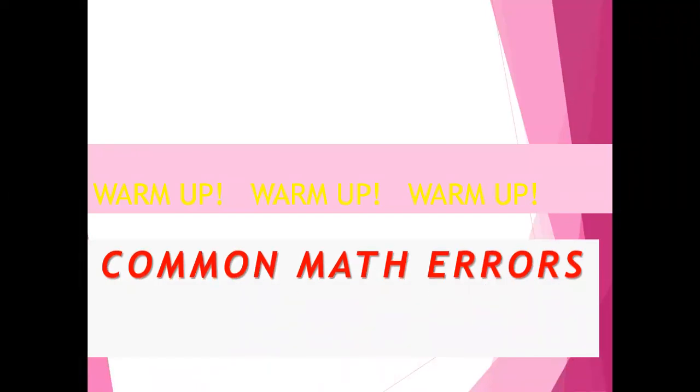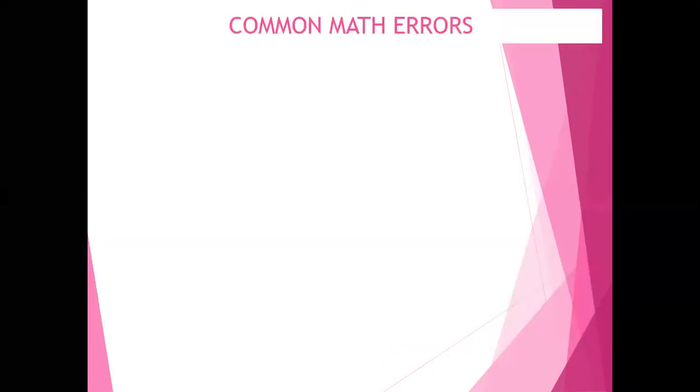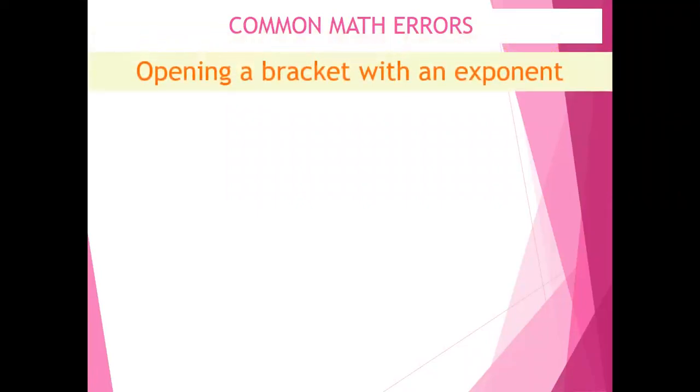Let's talk about some common errors in math, common errors that we might be making, and let's see how we can resolve them. Okay, so now let's talk about opening a bracket with an exponent. So you have a bracket and you have an exponent outside the bracket. So how does that work?